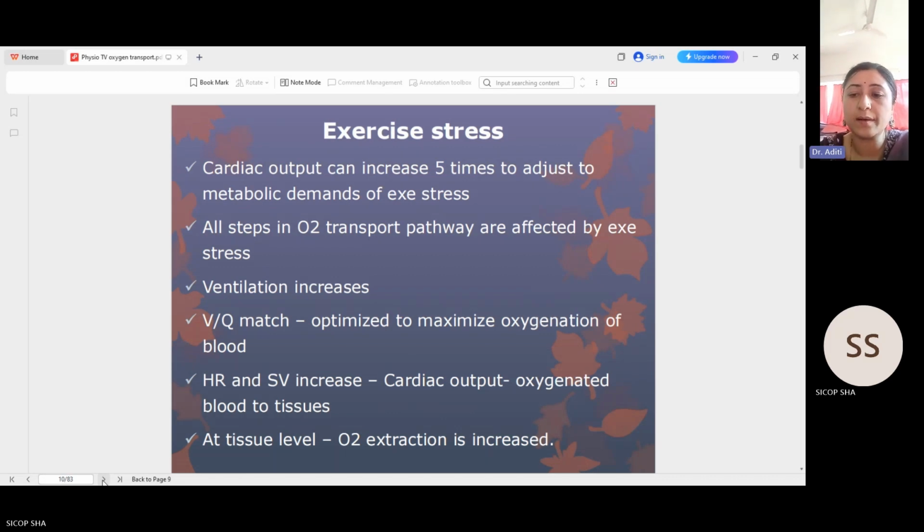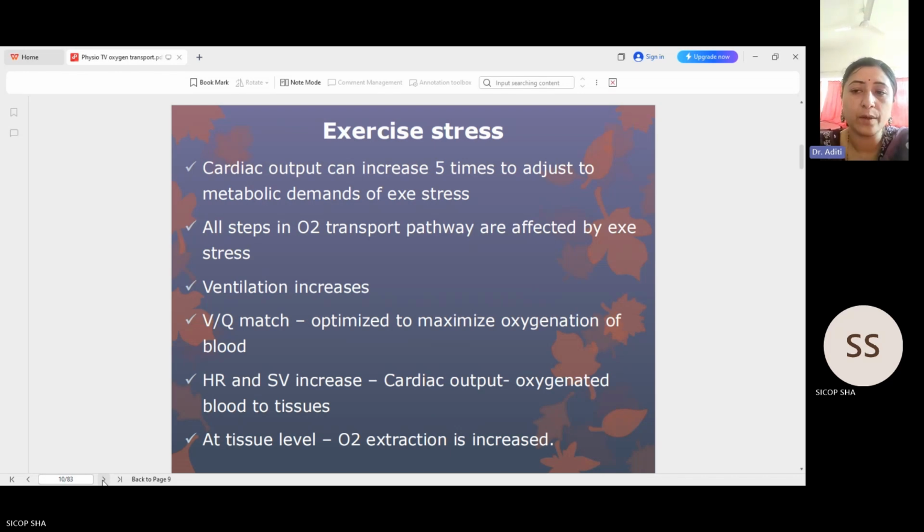Exercise is the greatest perturbation to homeostasis and oxygen transport in humans. Our cardiac output can increase as high as 5 times to adjust to the metabolic demands of exercise stress. All steps in the oxygen transport pathway are affected by exercise stress. The ventilation will increase initially. The ventilation perfusion matching will be optimized to maximize the oxygenation of the blood.